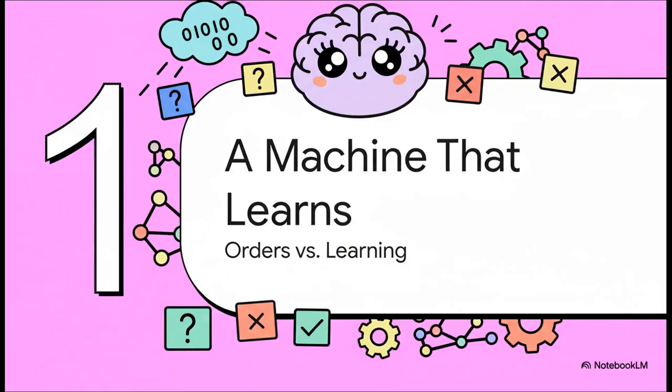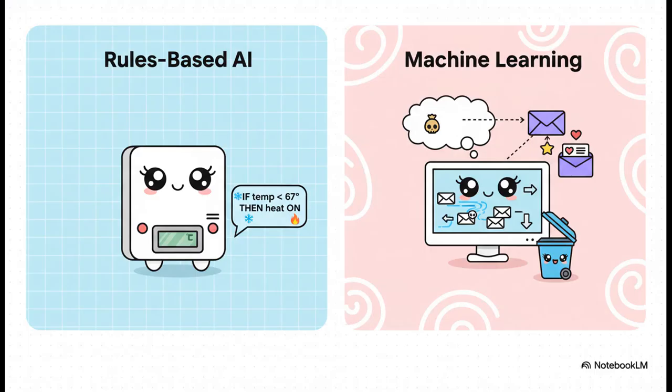All right, so to really get what machine learning is, we first have to talk about what it's not. You see, there's a huge difference between an AI that just follows a set of orders and one that can actually learn. It's really a tale of two very different kinds of AI. So on one side, you've got what's called rules-based AI. The perfect example is your thermostat. It follows one simple programmed rule: if the temperature drops below, say, 68 degrees, then kick on the heat. It's useful, for sure, but it can't learn anything new.